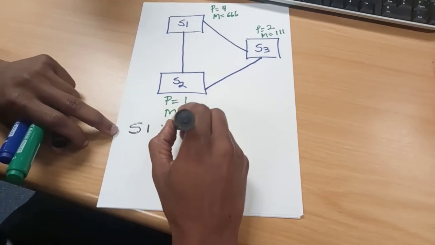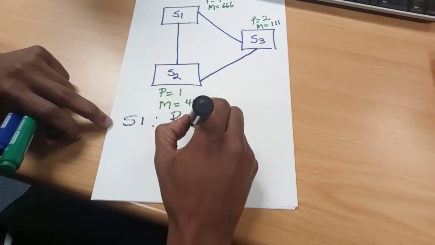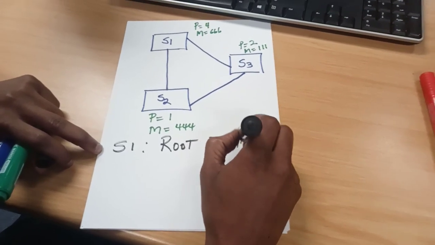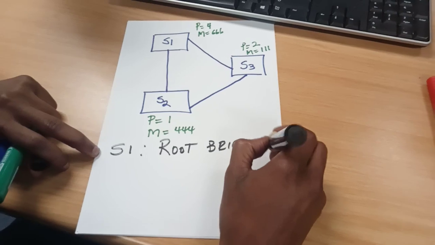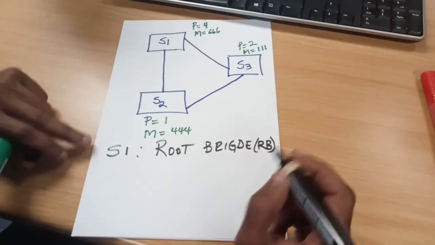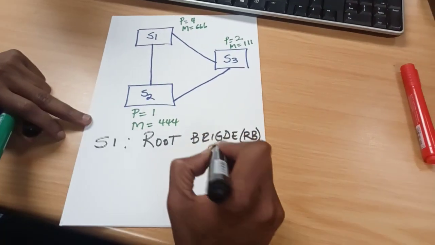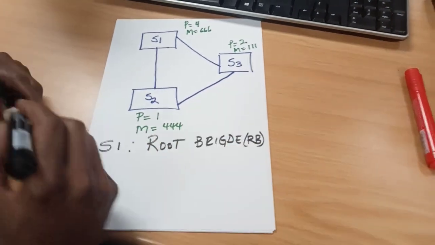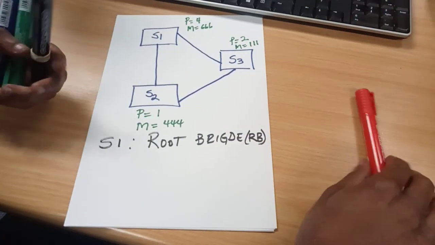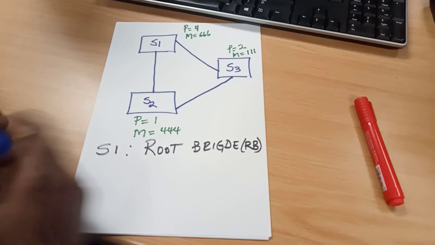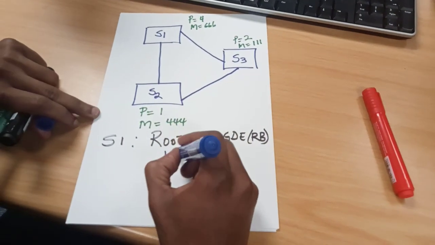Step number 1, we have to find what? The root bridge, the RB. Because I saw, guys, what you did is not like that. You have to start by determining the root bridge. What is the root bridge? You are going to look at the lowest priority.